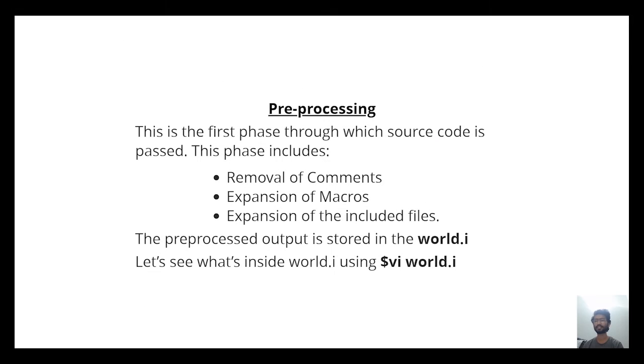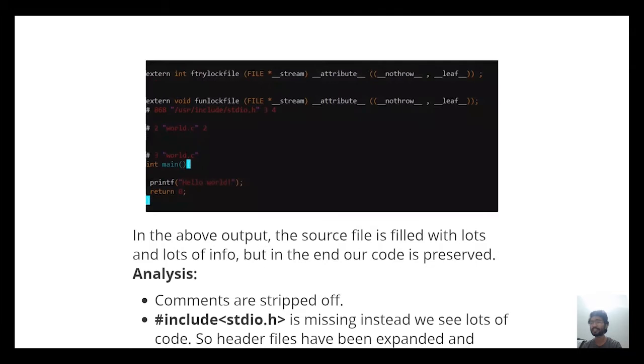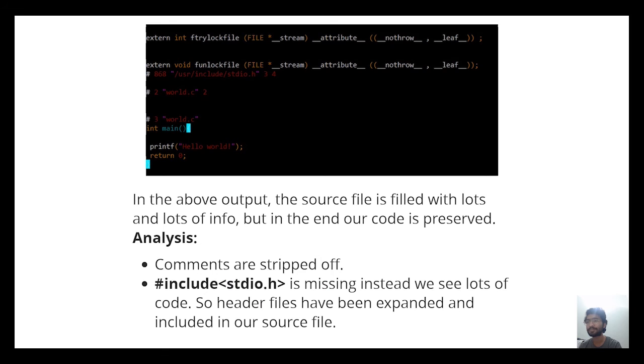Preprocessing. This is the first phase through which our source code is passed. In this phase, comments are removed, macros are expanded, and the included header files are also expanded. The pre-processed output is stored in world.i. Let's see what's inside world.i using the vi editor with the command vi space world.i. So we can see the header file is being expanded. And this is our main program which is kept as it is. And we can see here where we had written our comment, this has been removed.